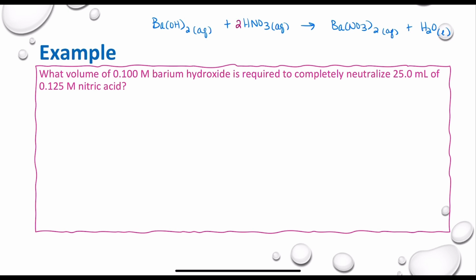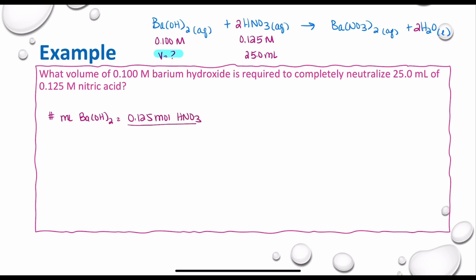Balance this out. You're going to need a 2 here, and a 2 here to balance it out. So I have a 0.1 molar solution here, but I don't know the volume to neutralize a 0.125 molar solution and 25 mL of it. So this is what I'm trying to find: the number of mL of barium hydroxide. I'm starting off with 0.125 molar HNO3. So 0.125 moles of HNO3 to every liter of that solution times 0.0250 liters of the HNO3 solution.